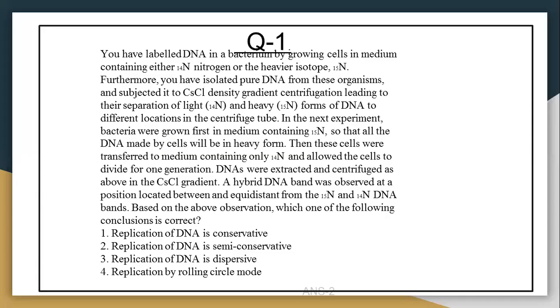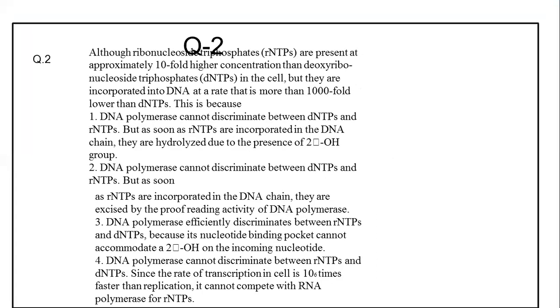Now, second question. It's a semi-conservative mode of DNA replication. All ribonucleotide triphosphates, that is RNTPs, are present at approximately 10-fold higher concentration than deoxyribonucleotide triphosphates, or DNTPs. But they are incorporated into DNA at a rate that is more than 1,000-fold lower than DNTPs.